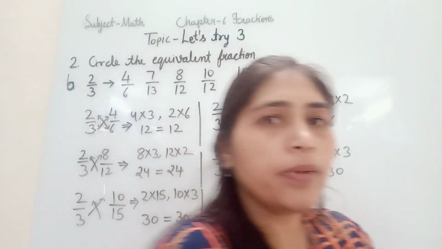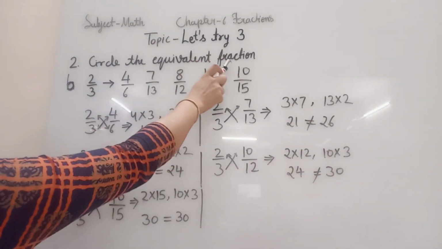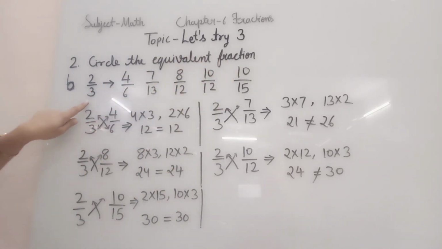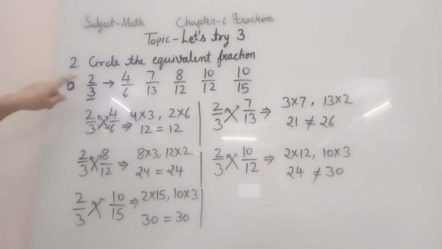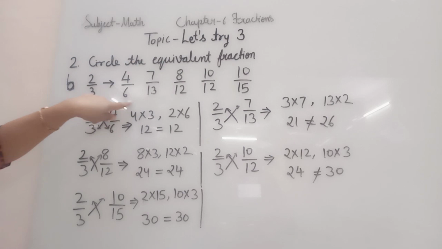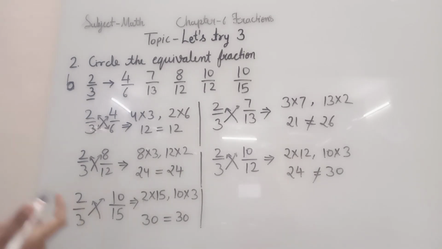So what is the problem here? Circle the equivalent fractions. We have to find the equivalent fraction of 2 by 3, or you can say 2/3. Whatever the equivalent fractions are there, we have to draw a circle there. So how will we check? In my previous video I told you one method.